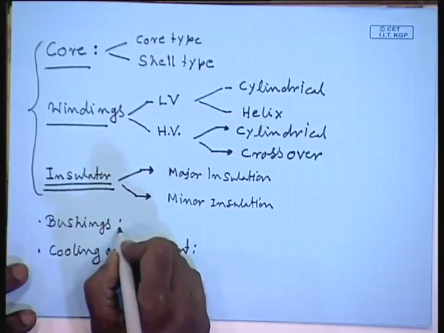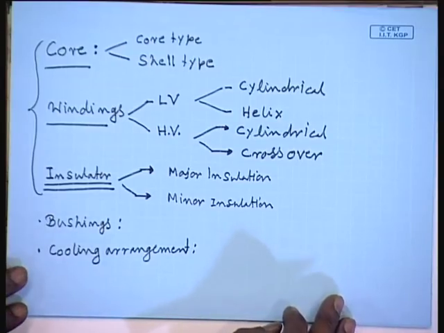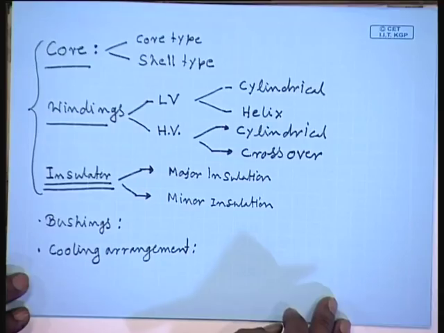For small transformer, separate cooling arrangements are not provided. The cooling is provided by the tank itself in which the transformer is placed. For large transformer, they are usually immersed in transformer oil, so that heat can be extracted from inner parts of the transformer, that is the core and the LV winding which is inside the HV winding. For even larger transformer, external cooling pipes or fins may be provided.